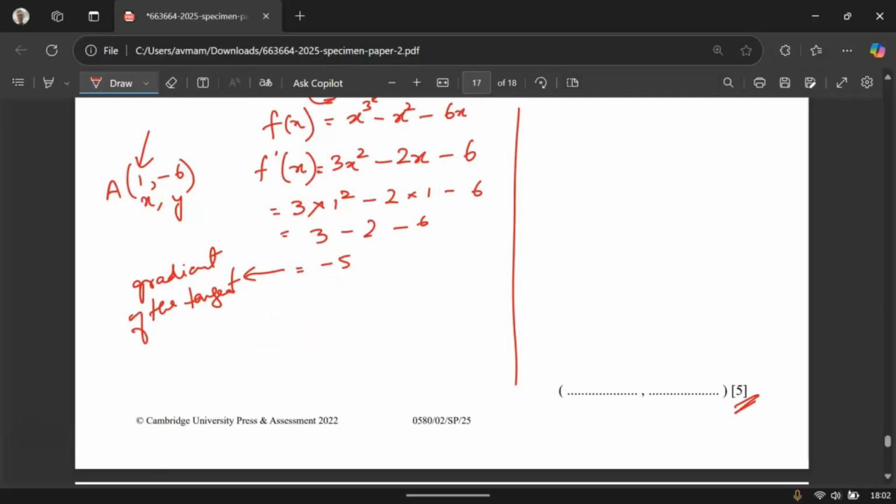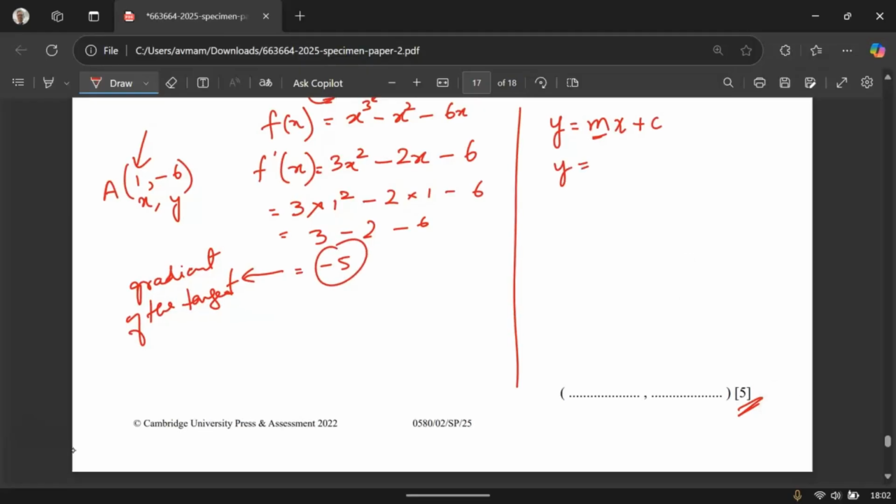Tangent is a straight line. The equation of a straight line is y equal to mx plus c. Since we know the gradient, which we just found out is negative 5, we can write part of the equation as y equal to minus 5x plus c. What are we trying to do over here? We are trying to find c, which is the y-intercept. Let's go back to this point A.